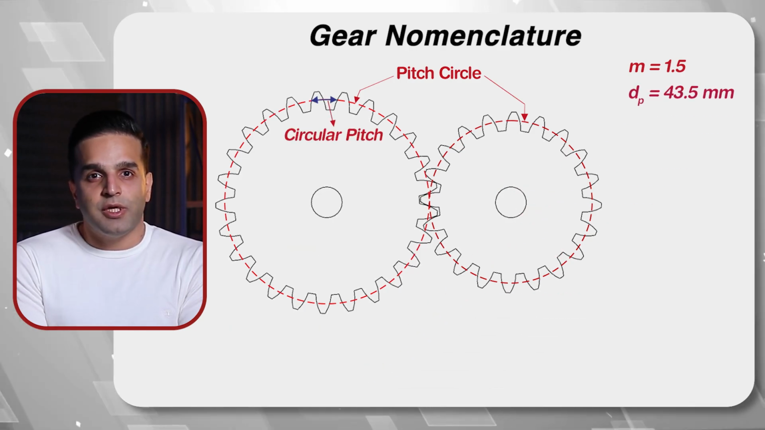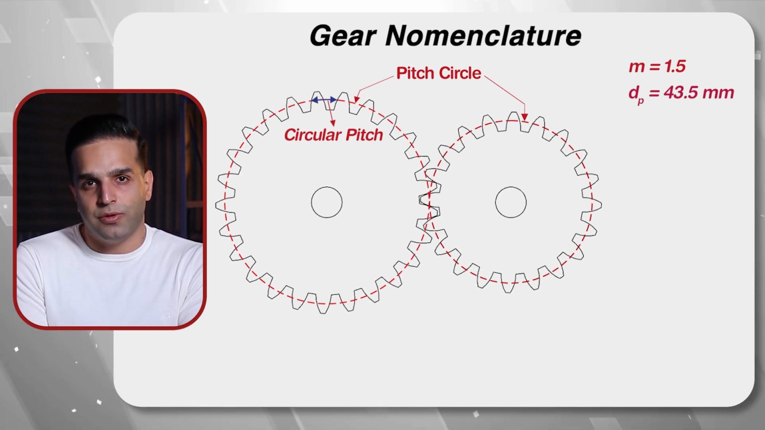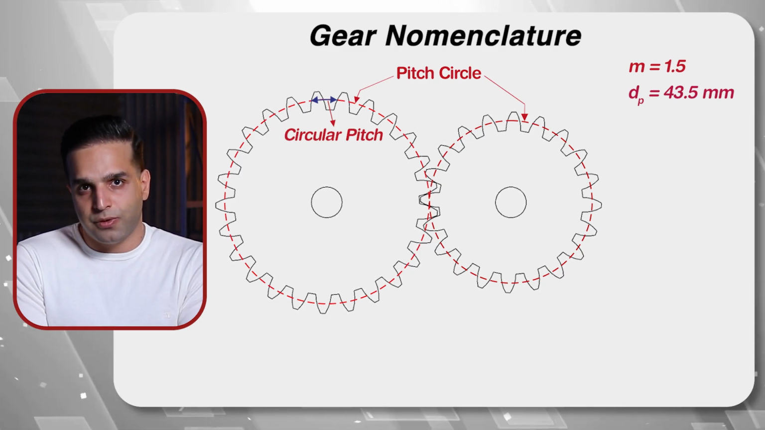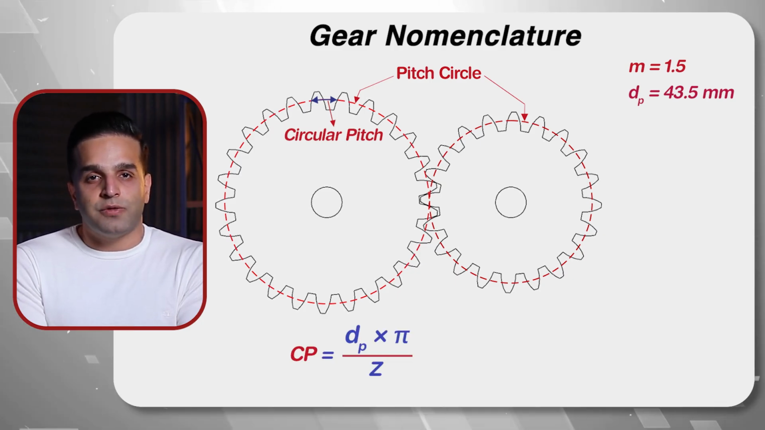Circular pitch is the distance between the corresponding points of adjacent teeth measured on the pitch circle. In order for gears to mesh correctly, their circular pitch must be equal. Circular pitch, or CP, can be calculated by dividing the circumference of the pitch circle by the number of teeth.